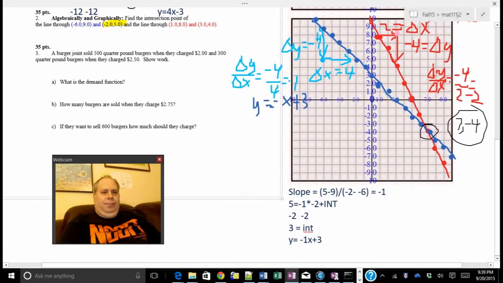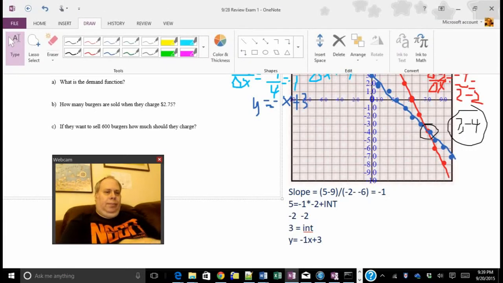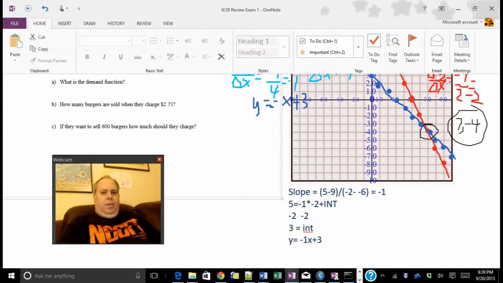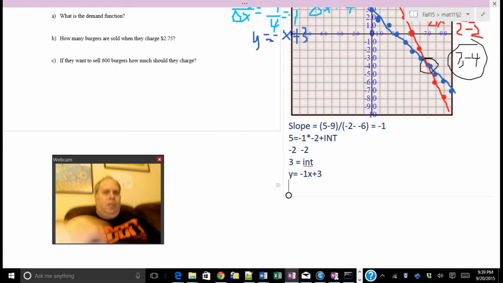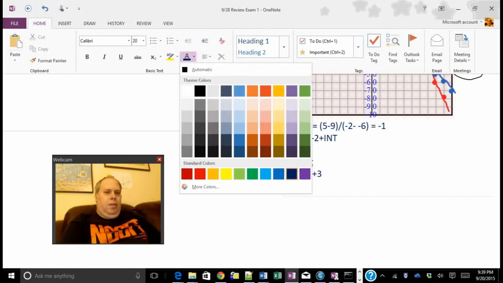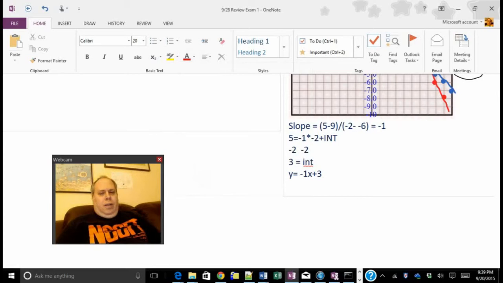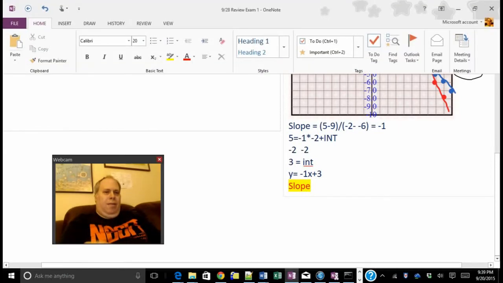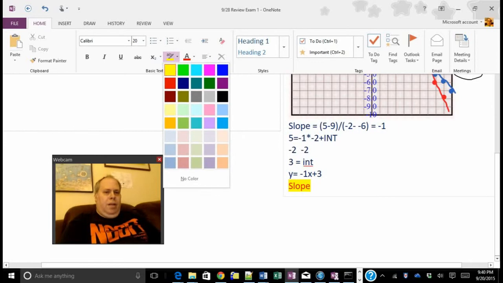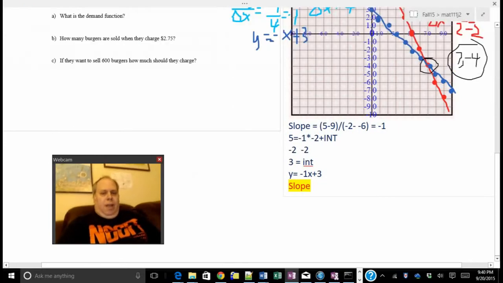Now, so then I'm going to do the red, same math to get the formula for the red function. I'm going to switch colors to red. So I'm going to do slope equals.